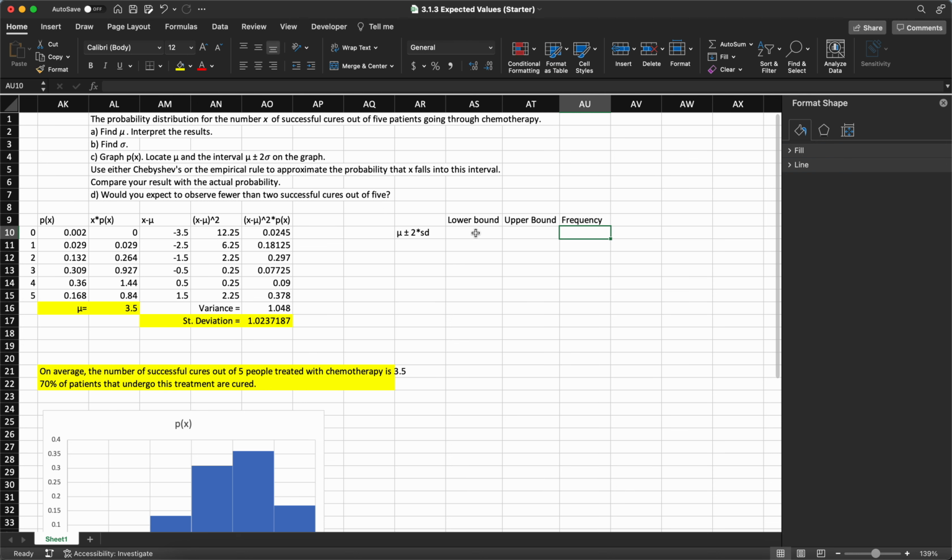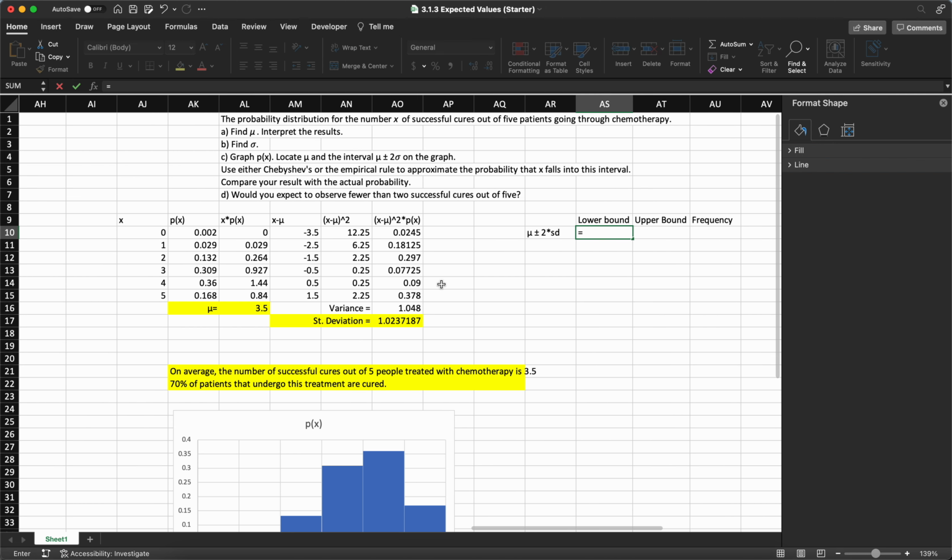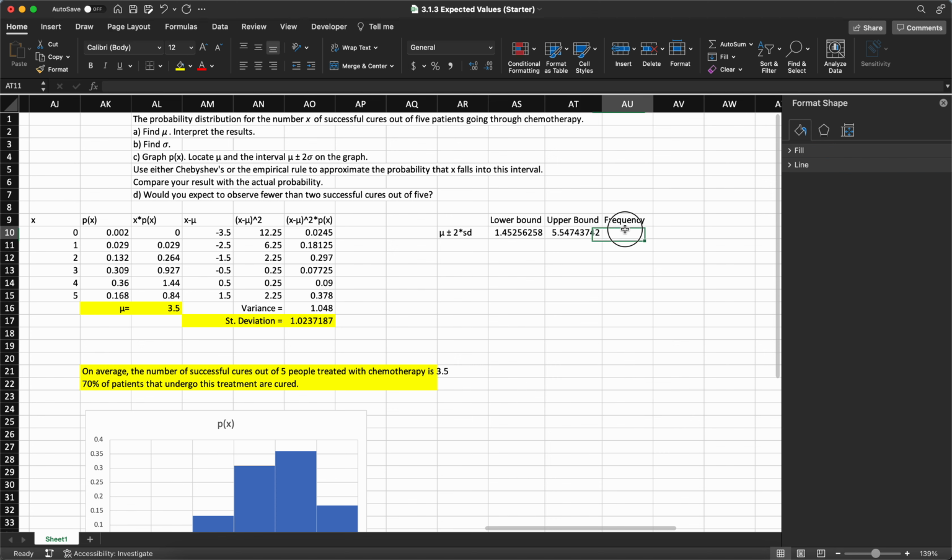those boundaries. Okay, so my lower bound is going to be my mean minus 2 times my standard deviation, which is here. And so there's my lower bound. My upper bound is going to be identical, except I'm adding 2 standard deviations. So I'm just going to change that to a plus. And so there's my lower bound and my upper bound. And now I need to figure out how many values are in there.